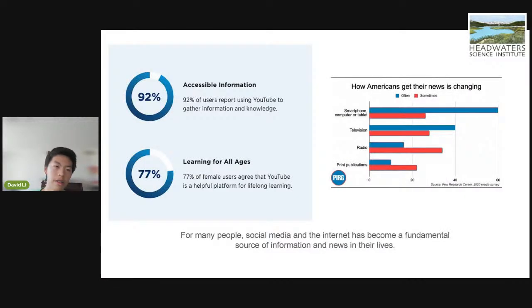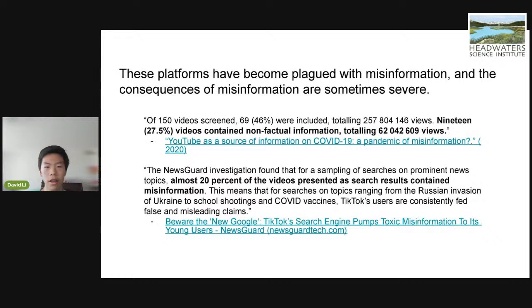This survey from Oxford Economics showed that 92% of YouTube users reported that they use YouTube to gather information and knowledge. And this shows just how deeply social media and the internet has become ingrained into our society. People all around the world see social media and the internet as a source of information and news. Unfortunately, these platforms have become plagued with misinformation.